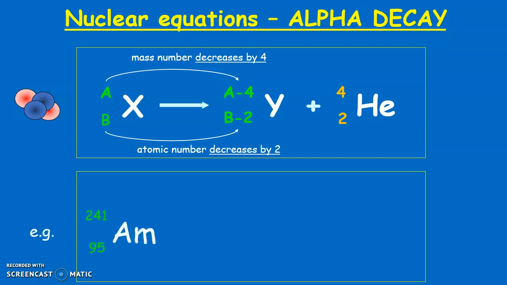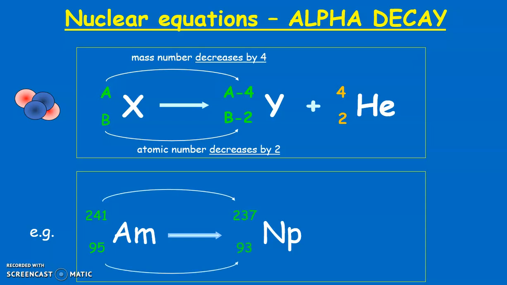And here's an example. Americium 241 95 turns into a new element. Its mass number reduces by 4. Its atomic number reduces by 2. And there's your alpha particle. Please copy this information down.